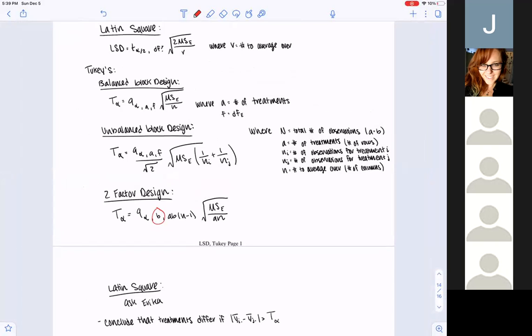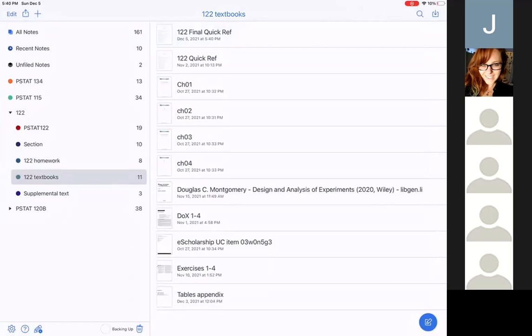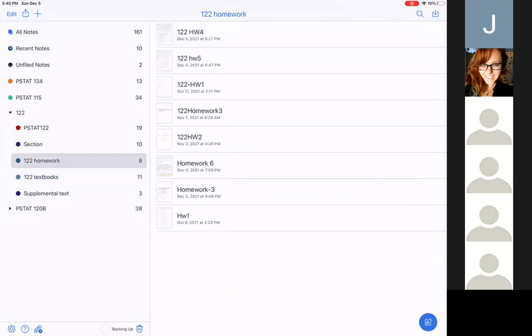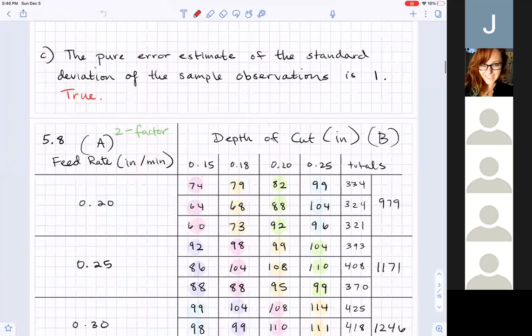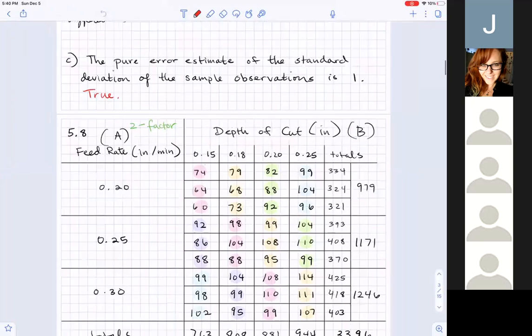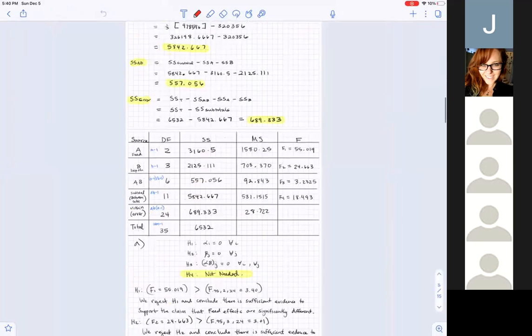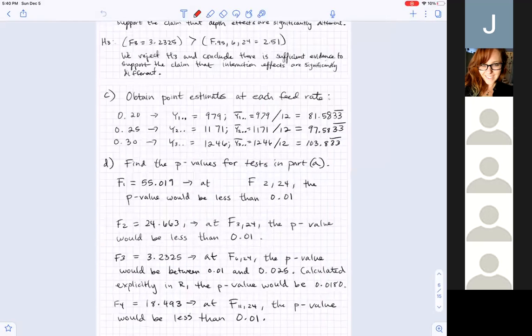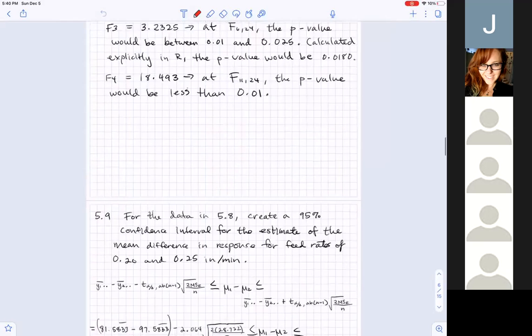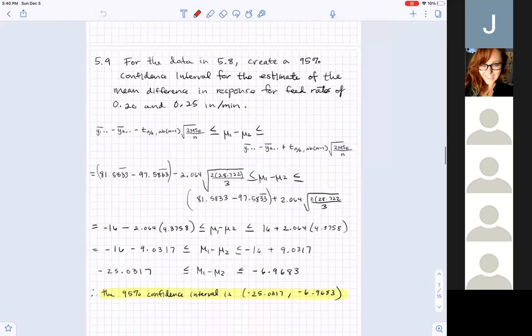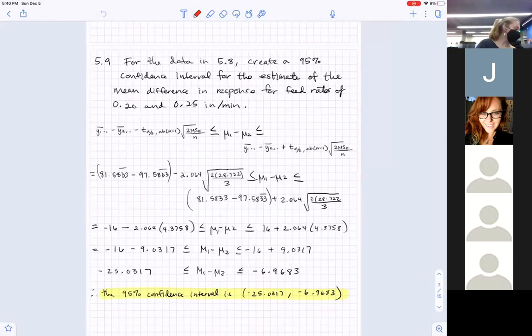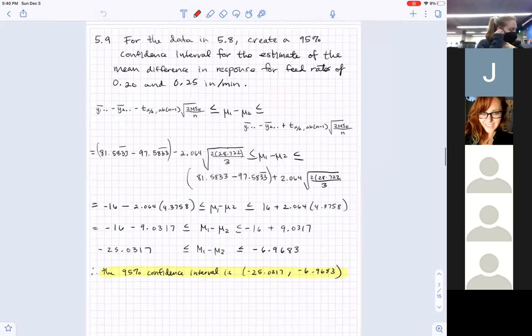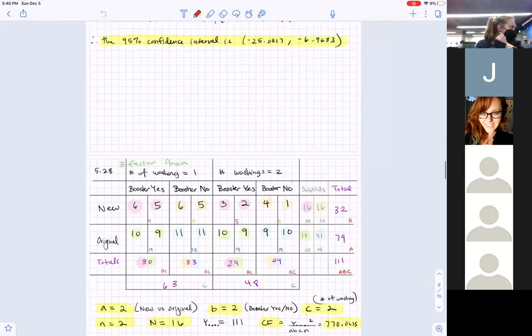Let's go back to two-factor. Did we ever do a two-factor problem that required Tukey in our homework? I can look right now. Yeah, I have them up. Here's our two factor, with point estimates and p values. We have confidence intervals. Their confidence interval is going to solve Tukey.